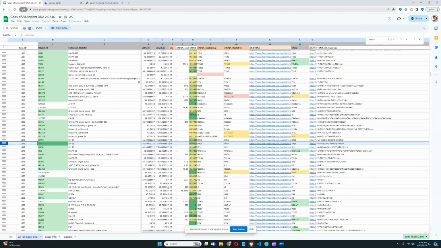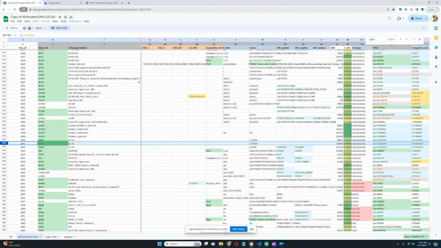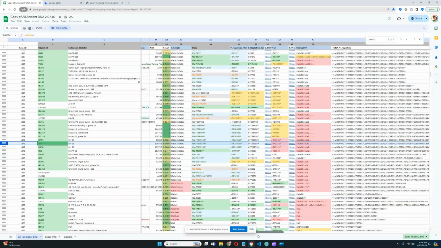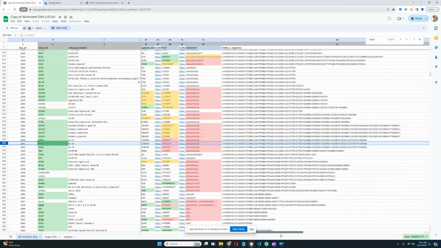Now, in terms of this individual, I think it is a male. His mitochondrial lineage is D4. I don't really know, that doesn't tell me much, but perhaps you know more about it. And his Y DNA, as far as I remember, is G2A. J2A. Yep, it's J2A. Very West Asian Y DNA.